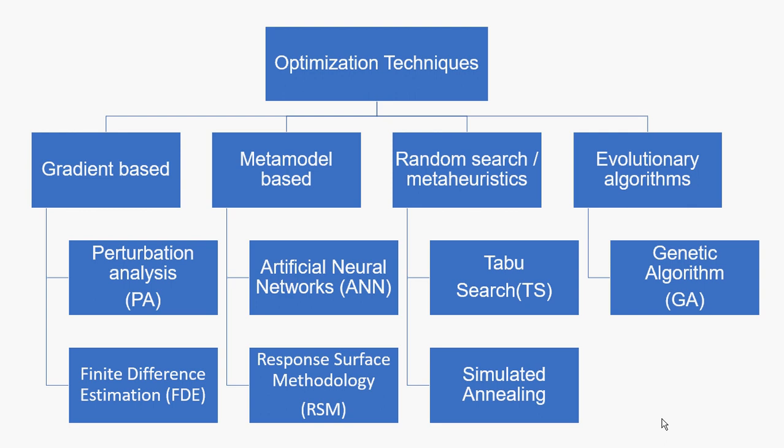Now coming to meta model based techniques, under them we have artificial neural networks and response surface methodology or RSM. And under random search and meta heuristics, we have tabu search algorithms and simulated annealing algorithms. Coming to evolutionary algorithms, we have genetic algorithms. In this presentation, I'm going to discuss random search techniques and evolutionary algorithms because they have been used to solve a wide range of problems pertaining to SCM.